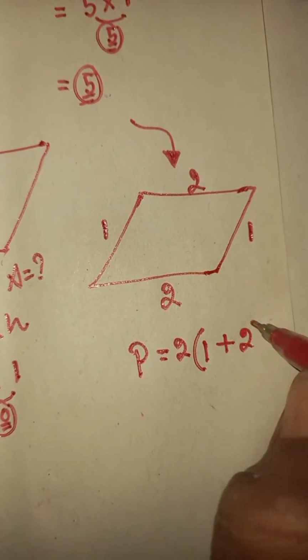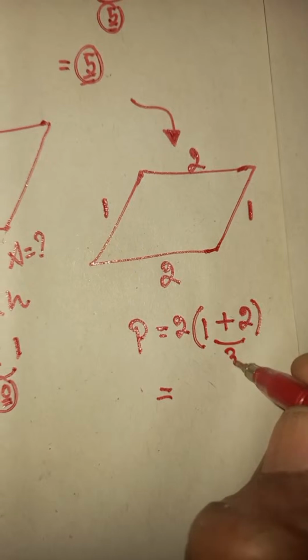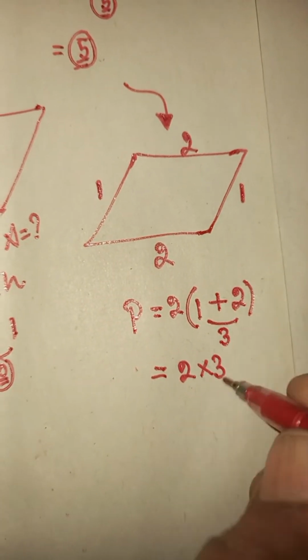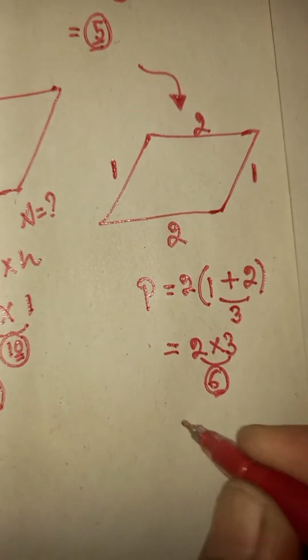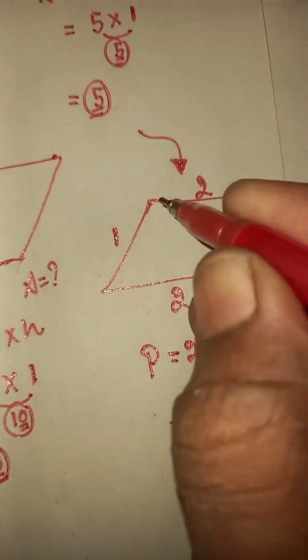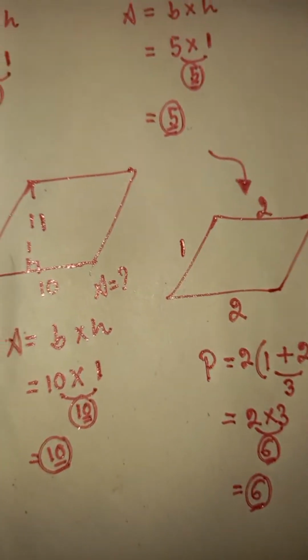2 times 1 plus 2. 1 plus 2 is 3. So it is 2 times 3, which becomes 6 units. 6 units is the perimeter of this parallelogram.